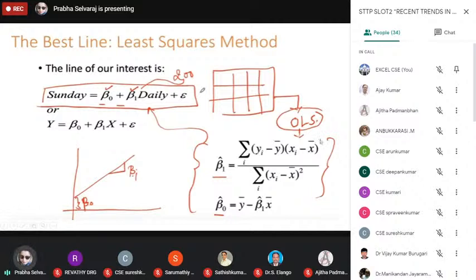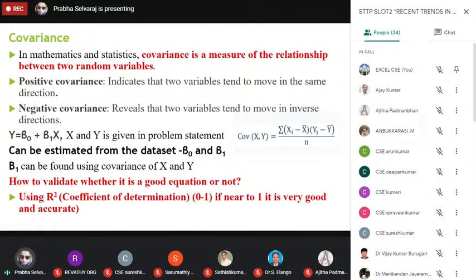So you have this OLS function, and this function will give you beta 1. Then by applying the value of beta 1, I know y, I know x, I know beta 1. Now my beta naught is easily predictable. I'll find out the value and then I will apply it.